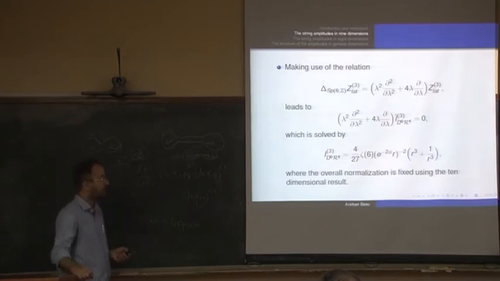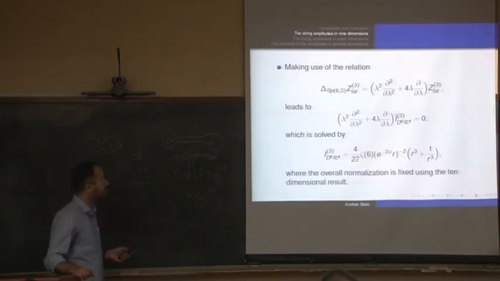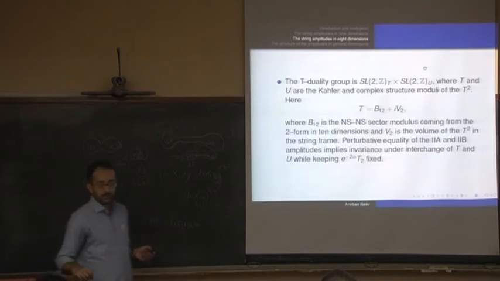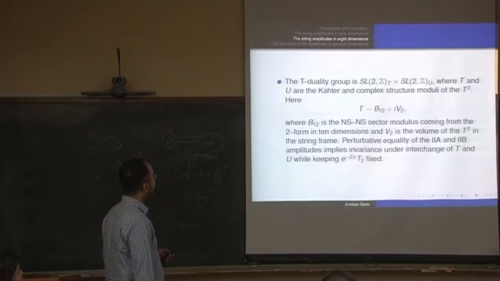Yeah. So now I want to look at the equations in lower dimensions. The things are more complicated, but at least the logic will be the same. That's why I wanted to spend most of the time on this. So let's go to 8 dimensions. Now the T-duality group is SL(2,Z)_T and SL(2,Z)_U, where T and U are the scalar and complex structure moduli of the T2.